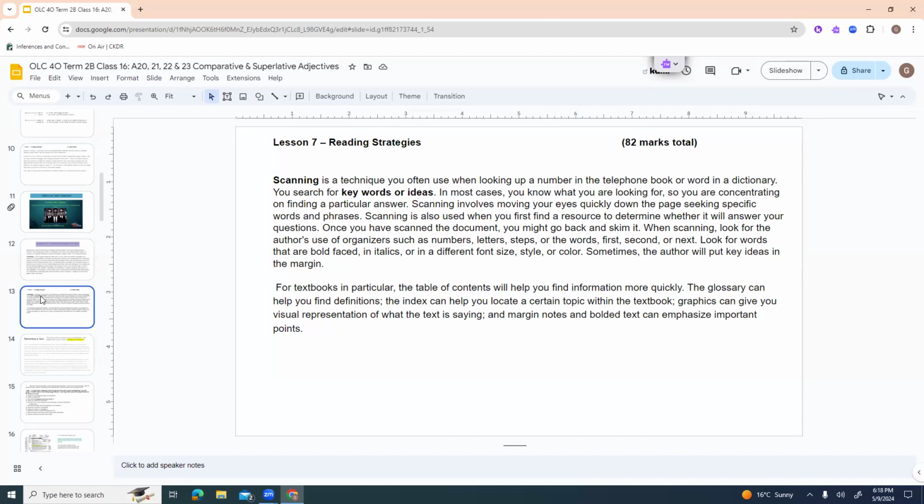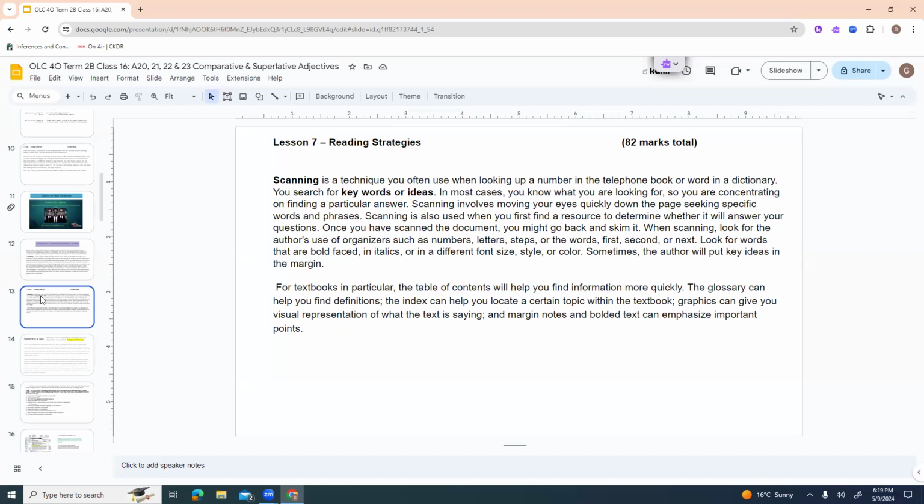So for textbooks in particular, the table of contents can help you find information more quickly. That would be where you'd go first. But sometimes when you get there, it depends on how they wrote the chapter. Sometimes they write chapters and it's a whole bunch of information at once. Sometimes they write a chapter and there's a bunch of subheadings. So use the subheadings if they're there, but if they're not there, you don't want to have to read every single word. The glossary can help you find definitions.